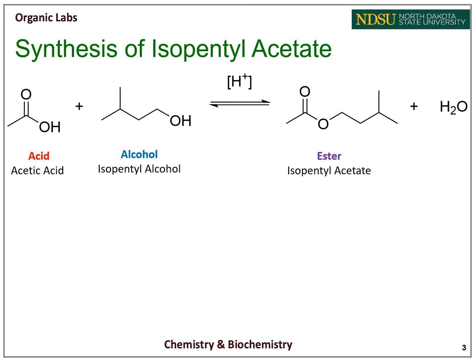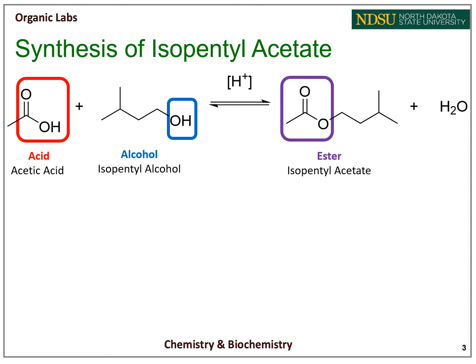Isopentyl acetate is synthesized by the direct esterification of acetic acid with isopentyl alcohol. Acetic acid contains an acid functional group, which is seen here in red. Isopentyl alcohol is an alcohol which contains the hydroxy functional group, which is seen here in dark blue. And isopentyl acetate contains an ester functional group, which is seen here in purple.